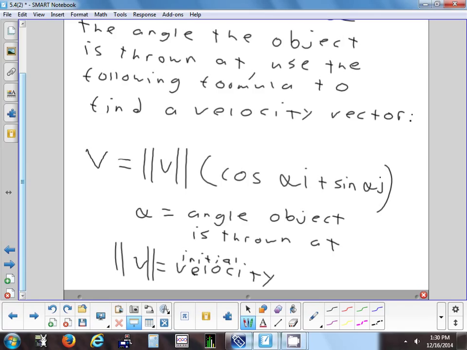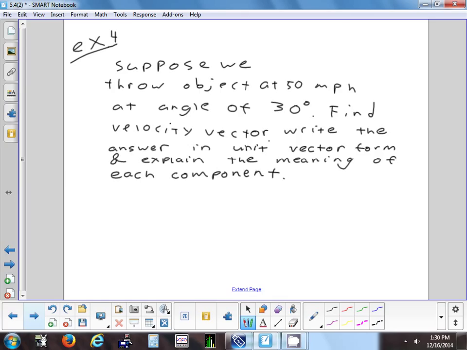Okay, so this is the simple application, because all we have to do is fill in a number for alpha, fill in a number for magnitude v, and then type it into our calculator. There's not really a lot of thinking we have to do. Just make sure everybody's got the formula. You got it? Okay. So it says we're going to throw an object 50 miles per hour at 30 degrees. That's all we really need to know. So we'll find the velocity vector. We'll write our answer as a unit vector with i and j. And then I want to explain the meaning of each component, in terms of the real-world application to this.